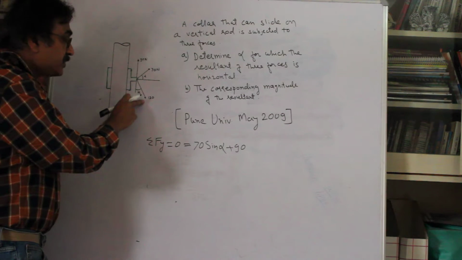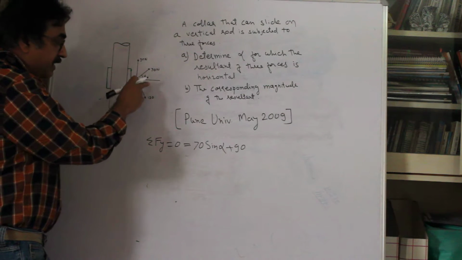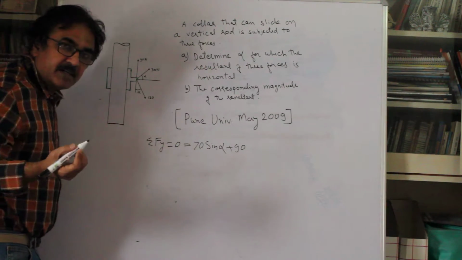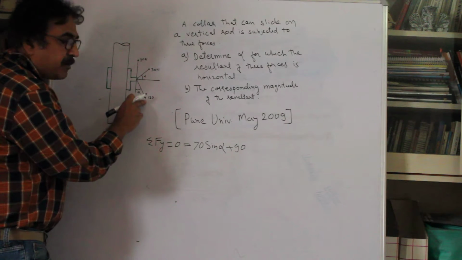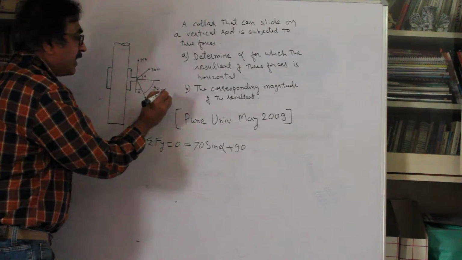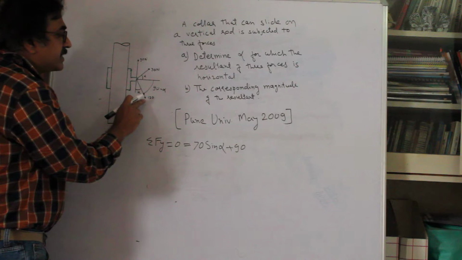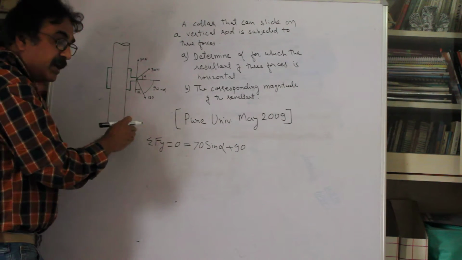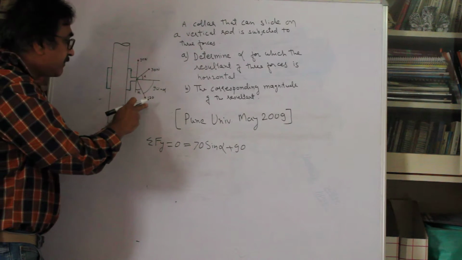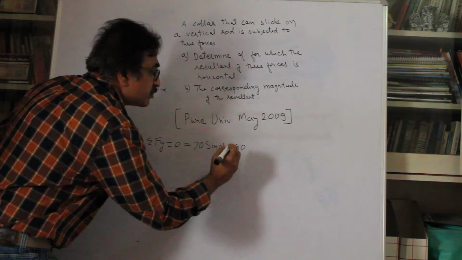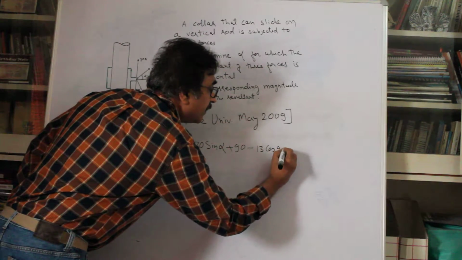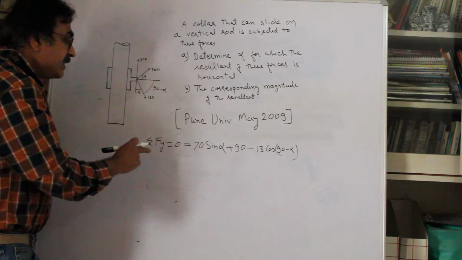Come to this force, the third force. When you resolve it in this direction, it's going to be downward, right? And our discipline is that we consider the angle which this force makes with the horizontal direction. That means this is going to be 90 minus alpha. It's a matter of just discipline. So the force resolved vertically is going to be 130 cos of 90 minus alpha, and that is going to be downwards. So it is going to be minus 130 cos of 90 minus alpha, and this is equal to 0.